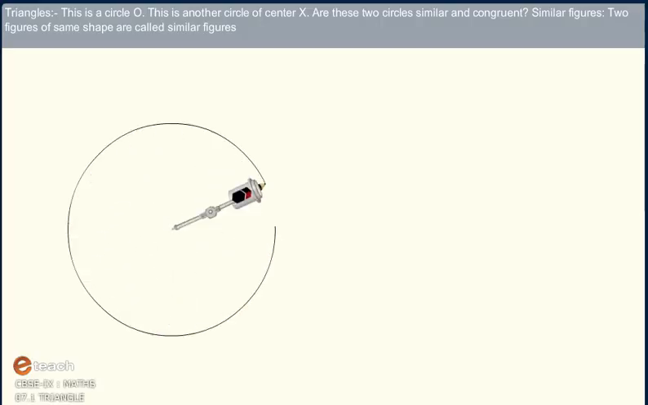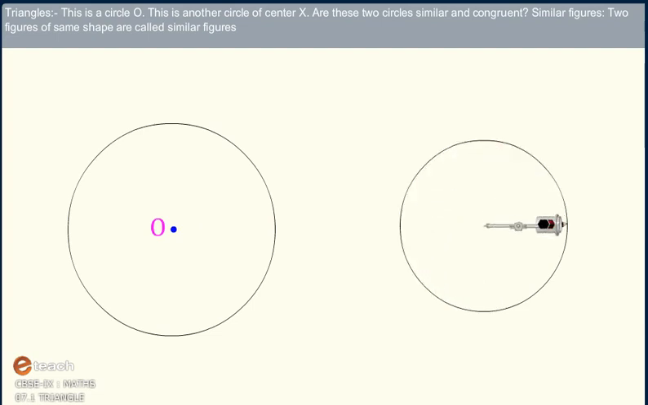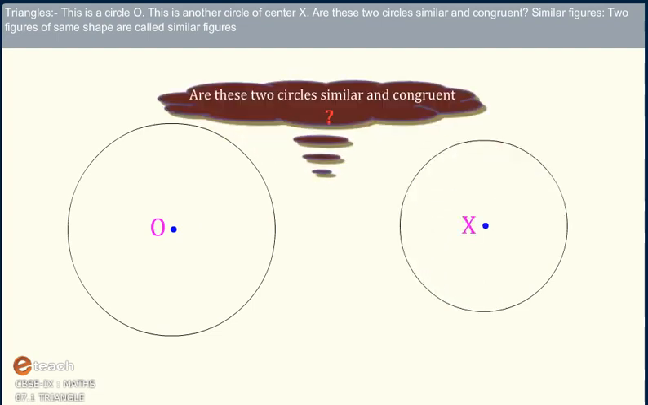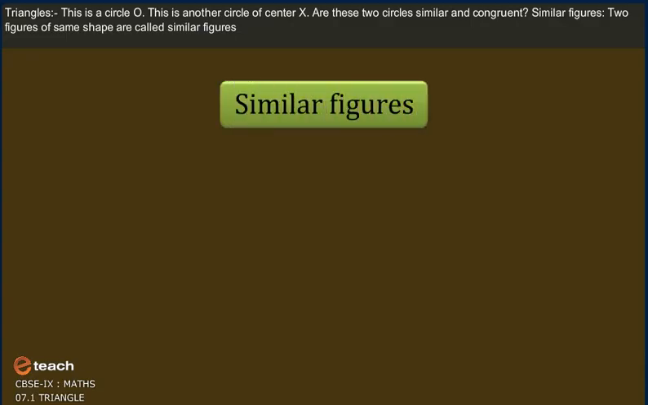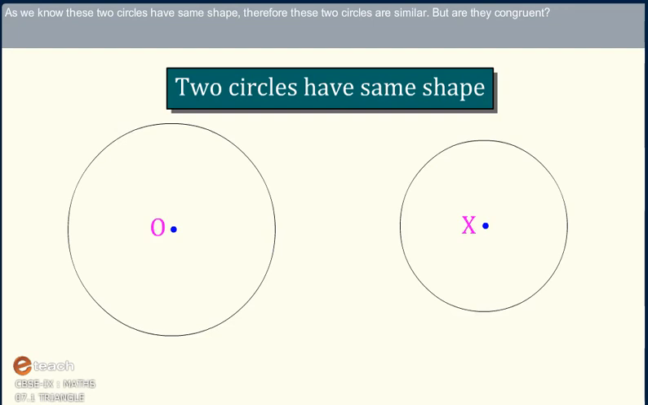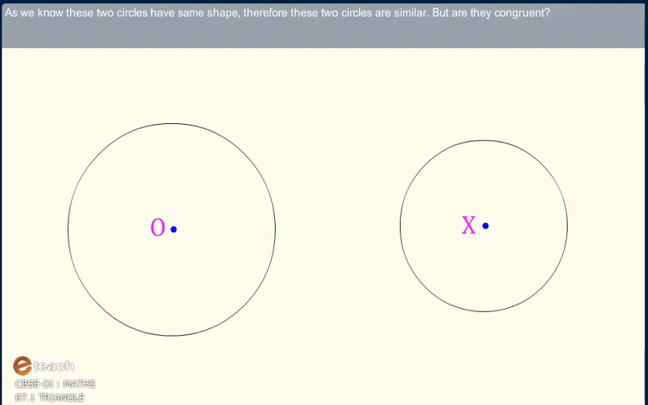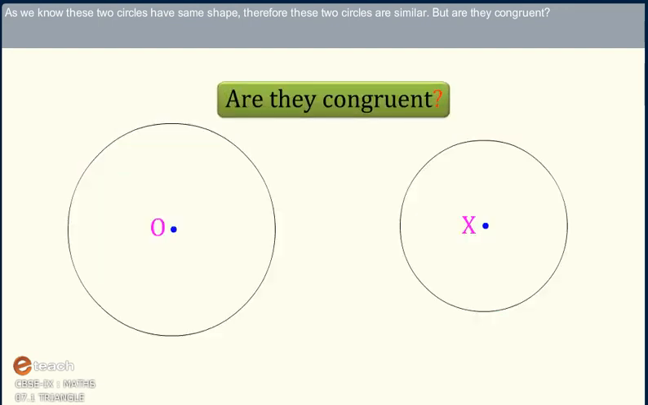Triangles. This is a circle O. This is another circle of center X. Are these two circles similar and congruent? Similar figures: two figures of same shape are called similar figures. As we know, these two circles have same shape. Therefore, these two circles are similar. But are they congruent?